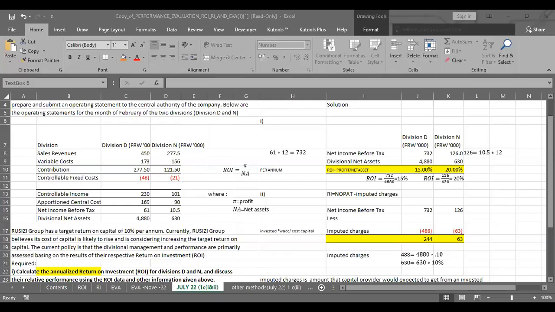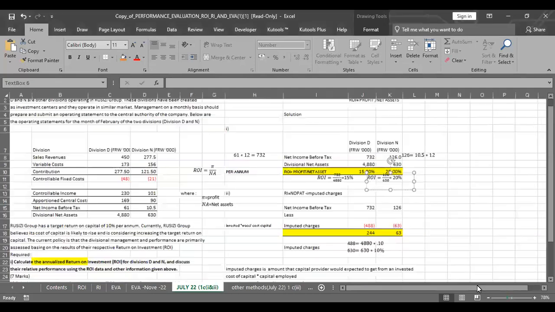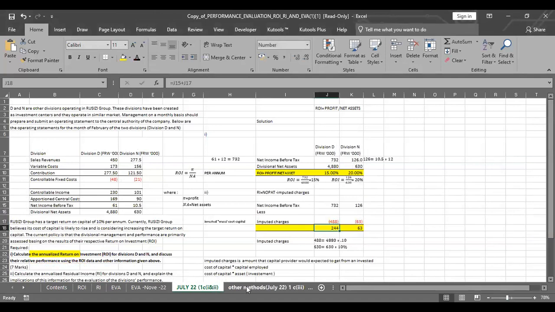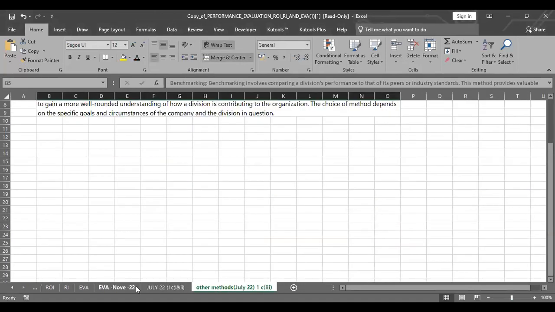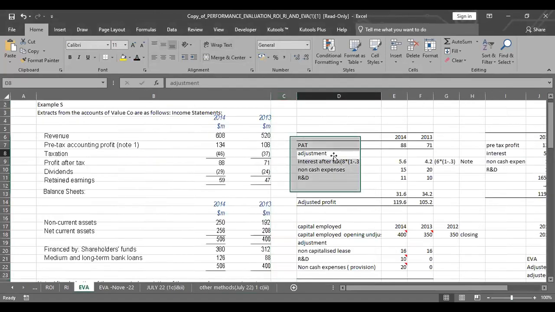We can proceed from where we left last time. I think it is time to do a question on economic value added from the past paper point of view, because we have already done an example last time. After that, we did an economic value added issue, which is this one here.